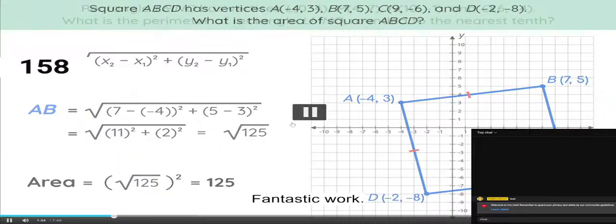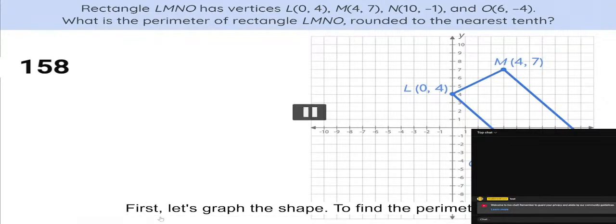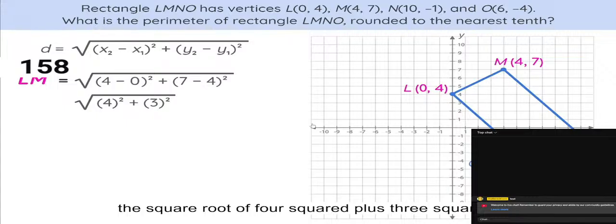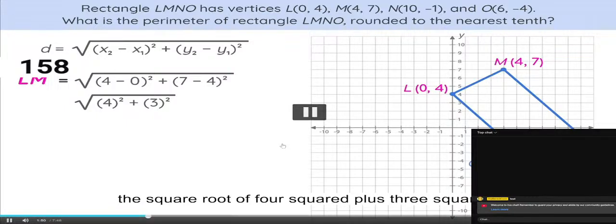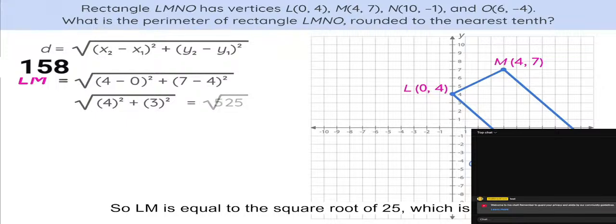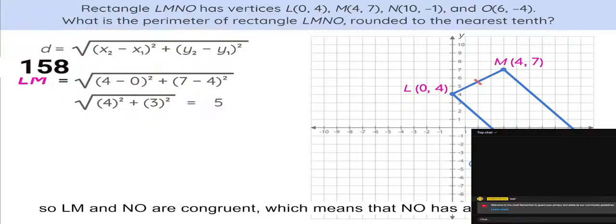Fantastic work. Next, we are given rectangle LMNO and need to find its perimeter. We need to find the length of LM, which is the square root of 4 squared plus 3 squared. So LM is equal to the square root of 25, which is 5. Using the properties of a rectangle, we know that opposite sides are congruent. So LM and NO are congruent, which means that NO has a length of 5.